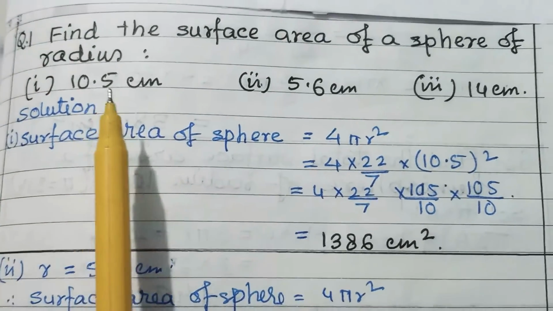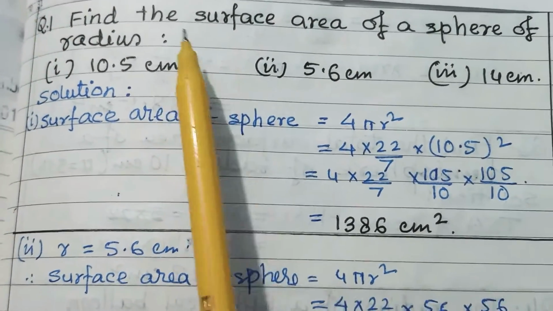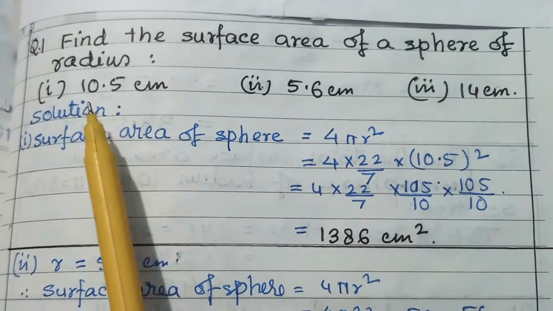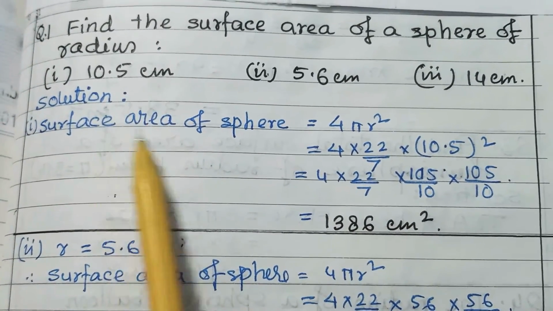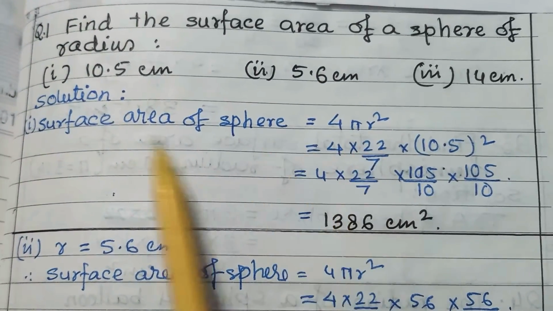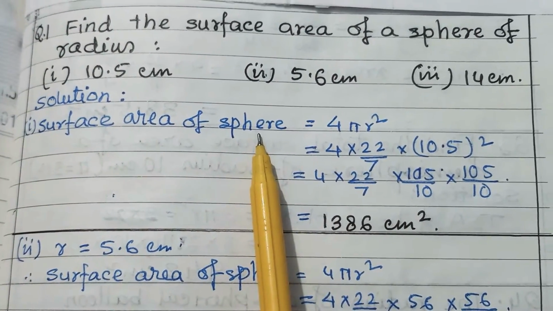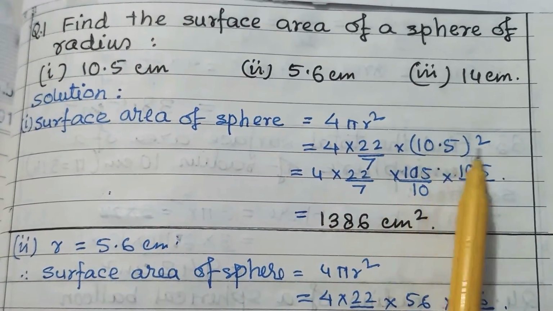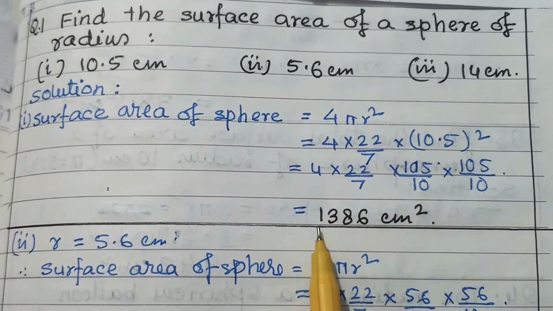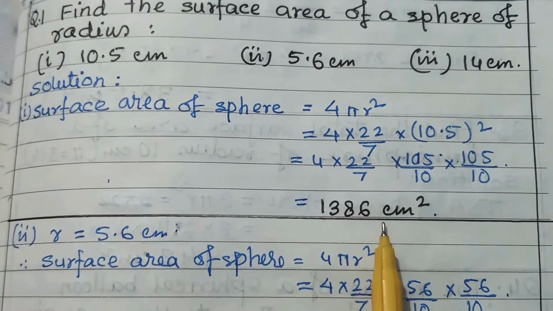Question number 1, find the surface area of a sphere of radius 10.5 cm. The radius has been given, simple. You have to use the formula 4 pi r square, the surface area of a sphere. So, 4 pi r square with the given r. Now calculated, it is 1386 centimeter square.